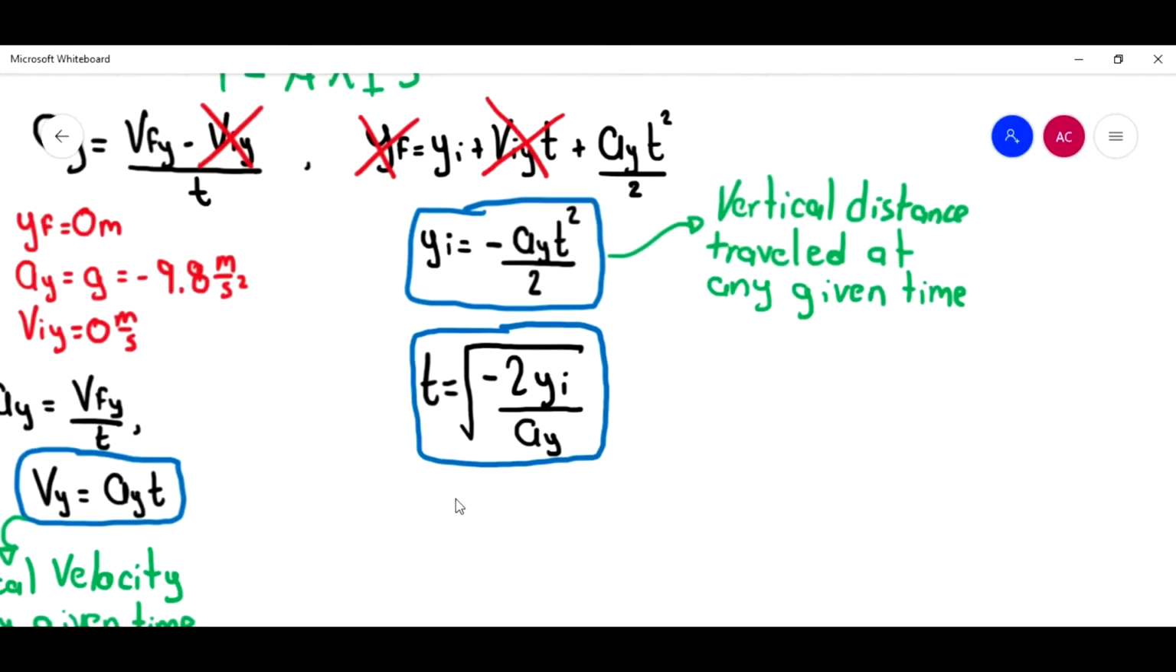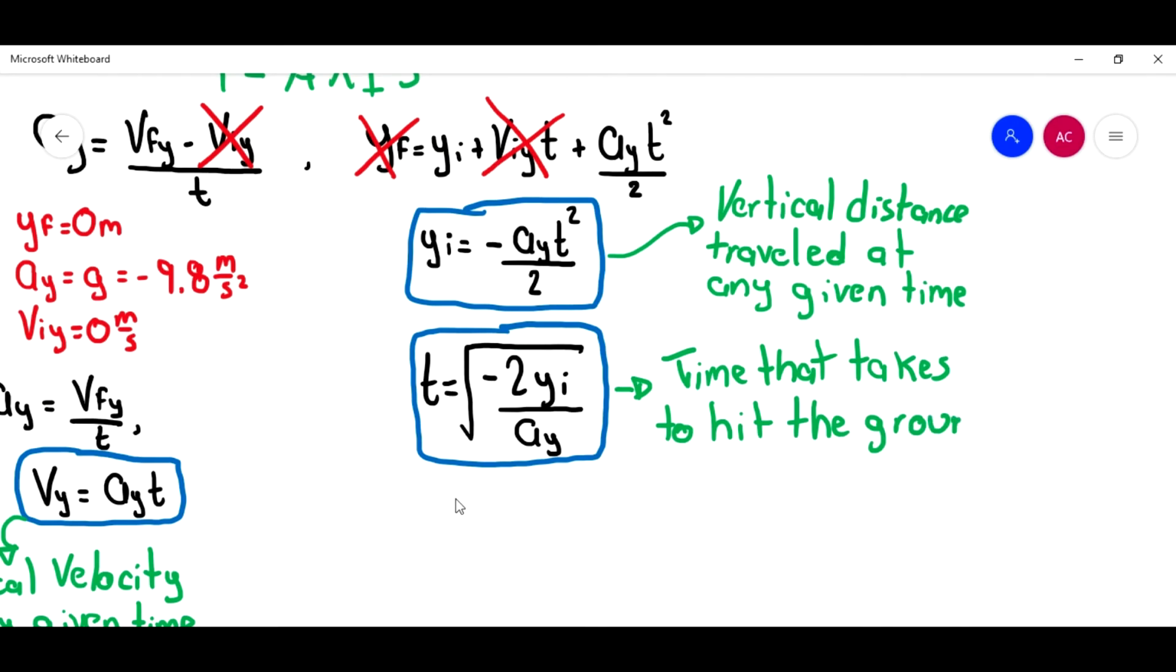And you can write it: time that takes to hit the ground. The ground. Okay, that's it.